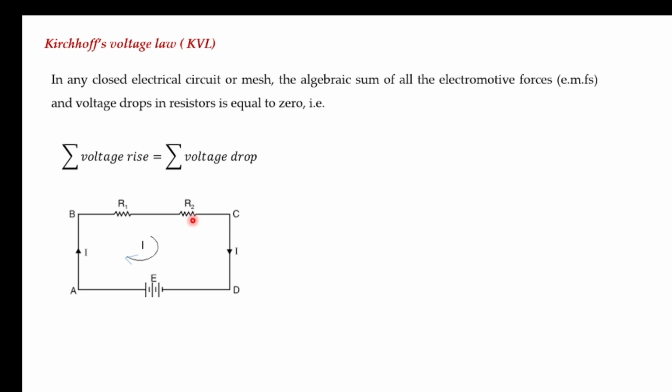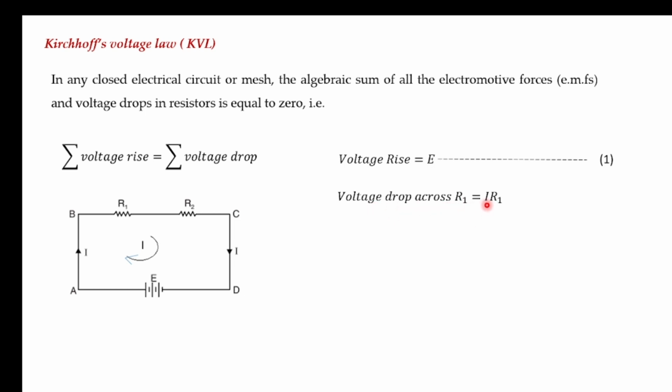So now we have to find out the voltage rise and voltage drops for applying Kirchhoff's voltage law. So now we'll write voltage rise is equal to E. So why? Because the direction of the current is from negative to positive. So now we have to write the voltage drop across the resistor R1. So we can apply Ohm's law here. I is the current and R1 is the resistance value. So by Ohm's law, V is equal to I into R. So the voltage drop across the resistor R1 can be written as I into R1.